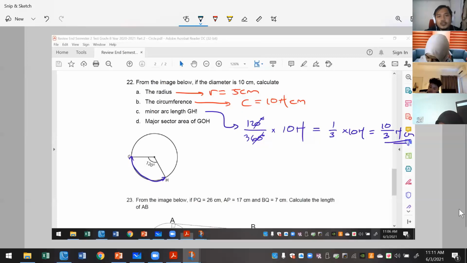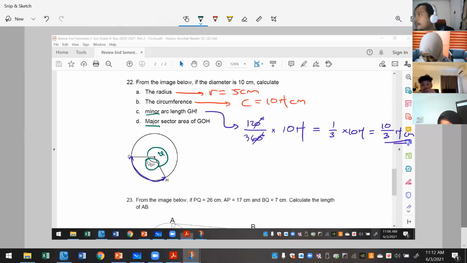Okay, pay very close attention. This question B, the one that is asked is not the minor, but the major sector. So the angle is not 120 degree, but the angle in here. Can anyone tell me what is the angle in here? Let's say I have X. Anyone? It's 360 subtracted by 120. Okay, equals to? 240. Yes, 240. Thank you.